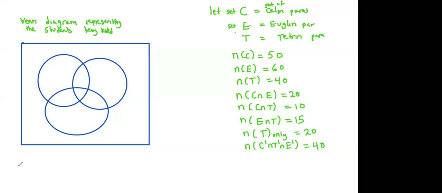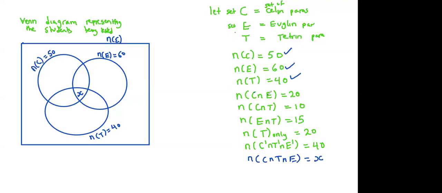You notice they did not give you the total number of students. This was not given to you, but they gave us for this virus here, it was 50. For this virus here of E it was 60, and for this virus T it was 40. Now, secondly, they did not give you the students who had all the viruses. So you come here and define that C intersection T intersection E is equal to X. So here we shall put our X.